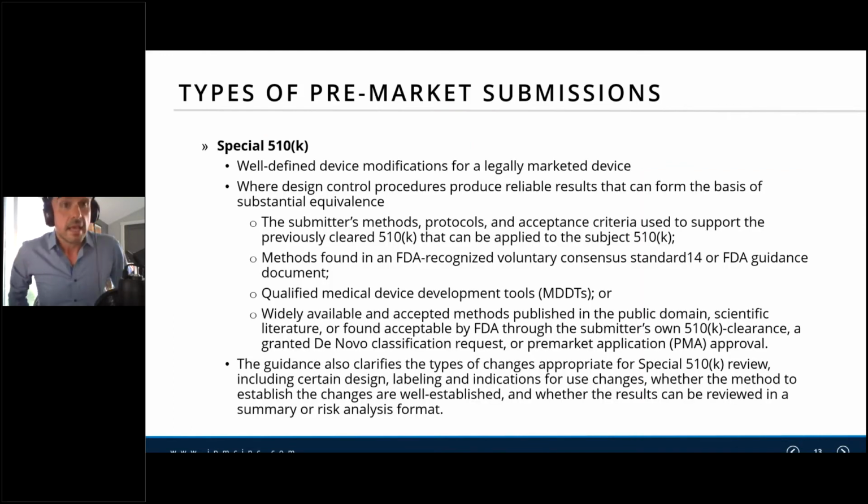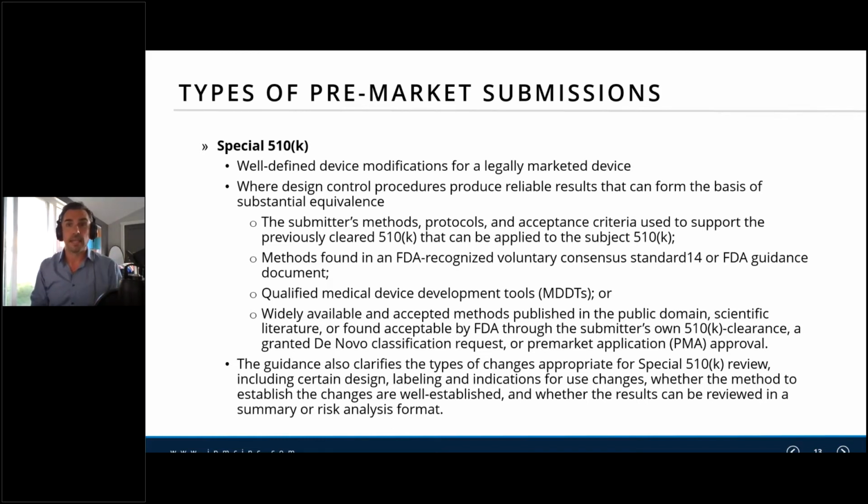Let's start with the special 510K. So a special 510K governs well-defined modifications for a legally marketed device. And really what we're saying is a legally marketed device that the company in question is already marketing. Okay, so your special 510Ks are for products that you already make. All right. Design control procedures produce reliable results that can form the basis of substantial equivalence, right? You've been building this thing for umpteen years. You've got your methods nailed, your protocol, your acceptance criteria nailed down, it's previously cleared. The FDA has already said, yep, you're good to go.